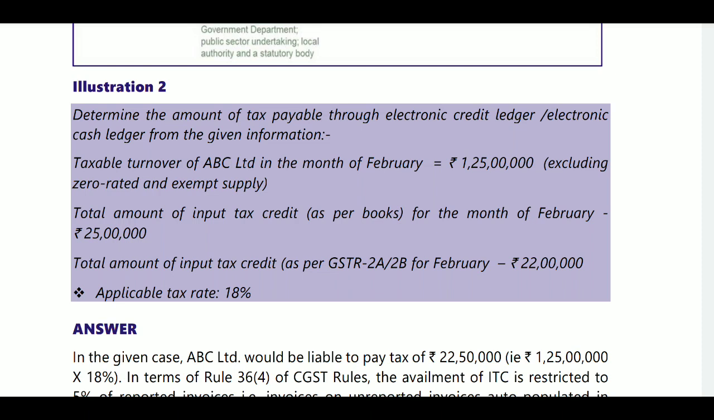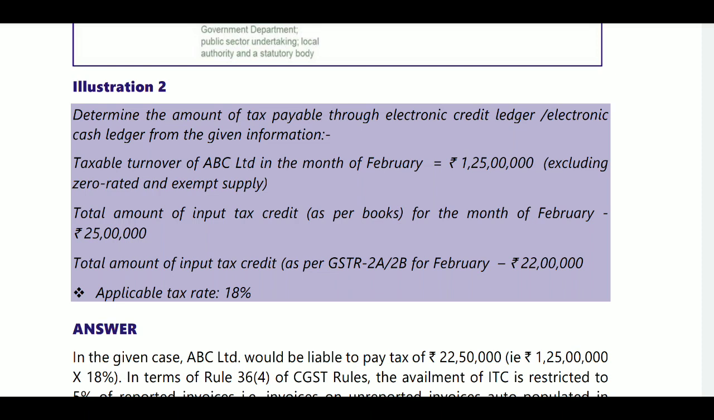Okay, it has exceeded 50 lakhs excluding zero rated and exempted supplies. Total amount of input tax credit as per books for the month of February will be 25 lakhs, and total amount of input tax credit as per GSTR-2B for February month is 22 lakhs. In books we have 25 lakhs and in GSTR-2B we have 22 lakhs. We can calculate based on this.